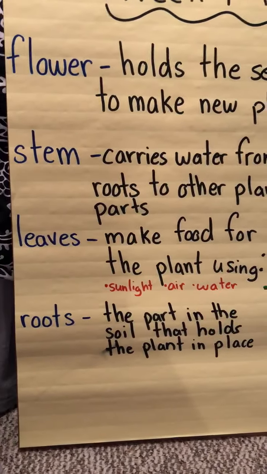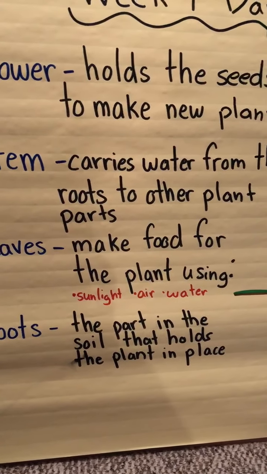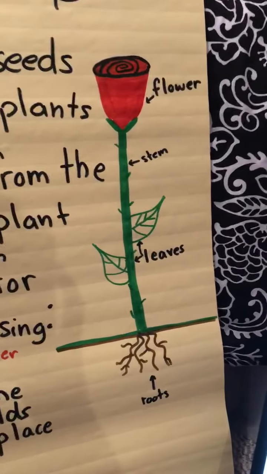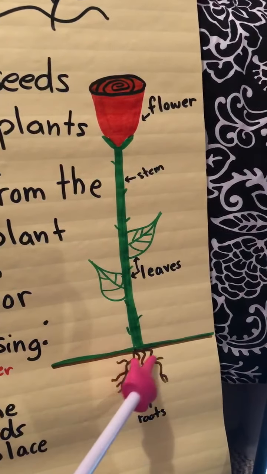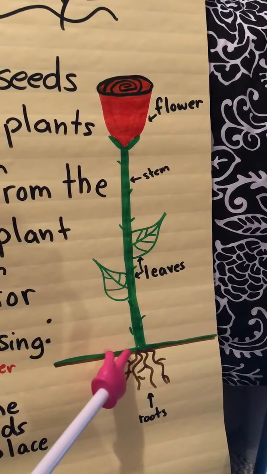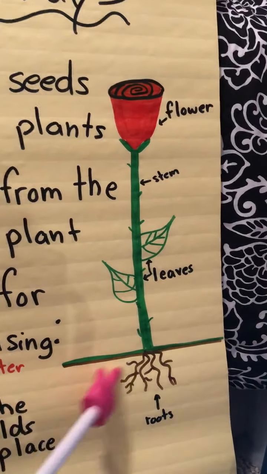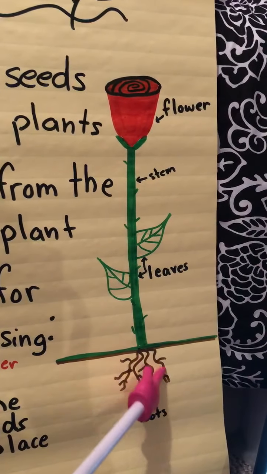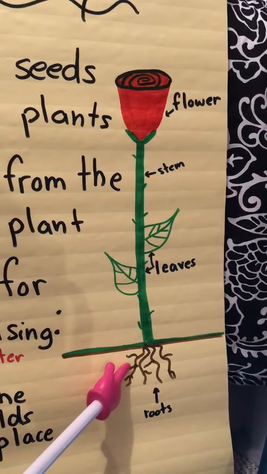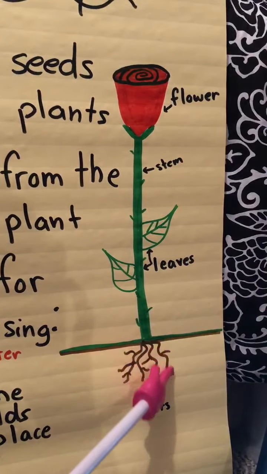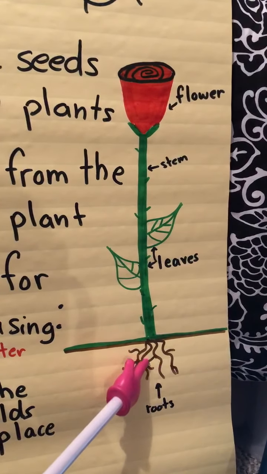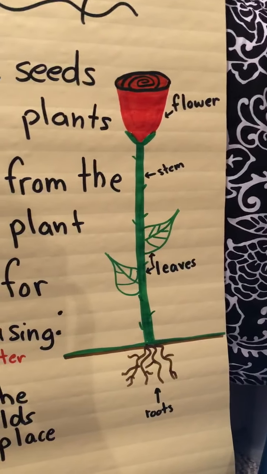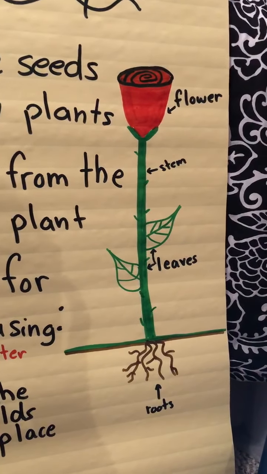And then the last part, which I kind of just went over, are the roots. The roots are the part in the soil that holds the plant in place. So plants aren't like us. They can't walk around, they can't move around. They have roots that hold them in place. Because if they moved around, they wouldn't be able to get the soil that they need. We don't usually see the roots much unless it's a special type of plant, but the roots are typically found under the ground in the soil, and they help keep the plant in place.